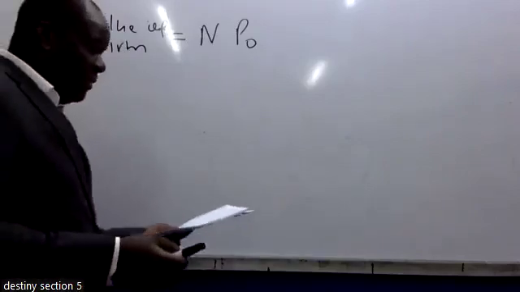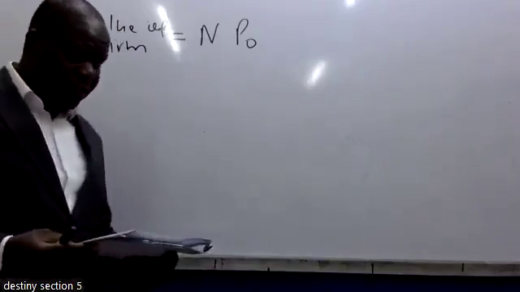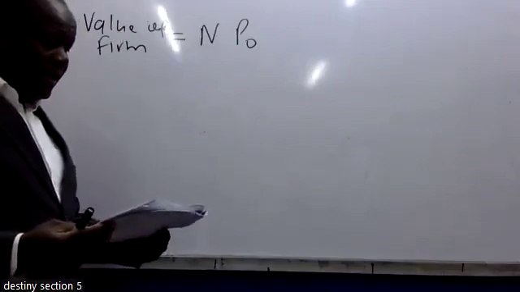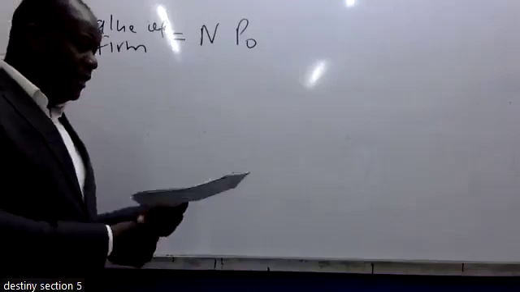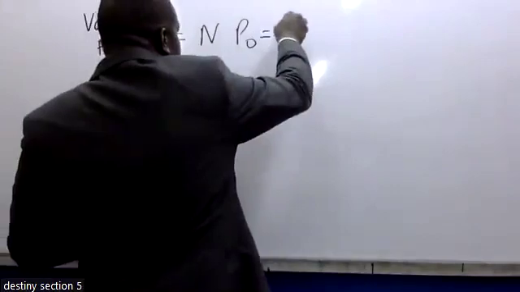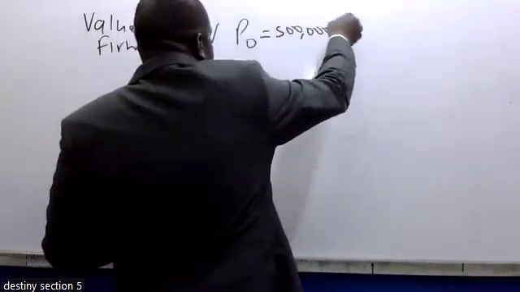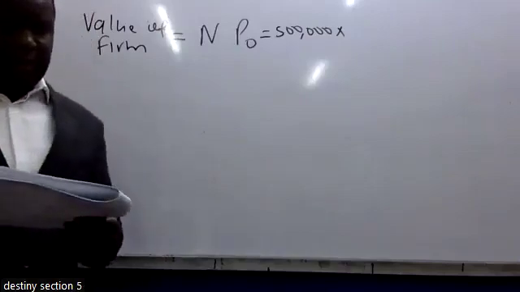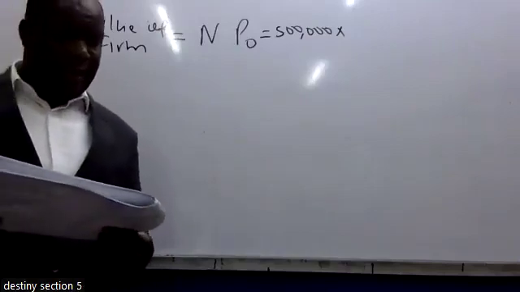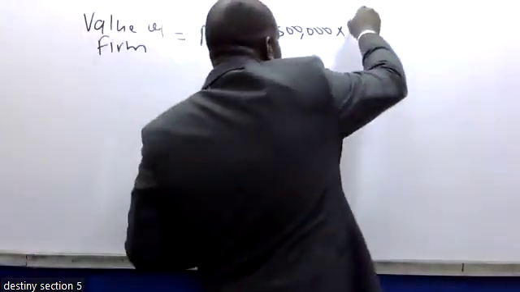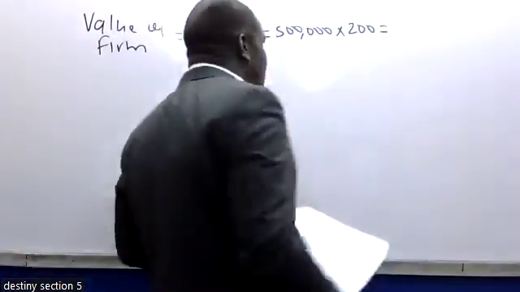So going by that, if you check through the question, you see they say that the company currently has how many ordinary shares in issue? N is given as 500,000 shares. Are you able to see the 500,000 shares? They are selling at the securities exchange at how much each? 200 shillings each.